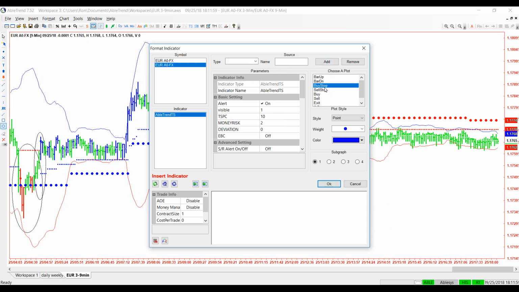You could also, I like to make the dots a little bit bigger. So on the buy stop, I make the weight a little bigger, and on the sell stop, which are the dots, I make the dots a little bit bigger that way. The way you make them bigger is you click on buy stop, and then click on this, and you just click on the bigger blue dot, and click on sell stop.